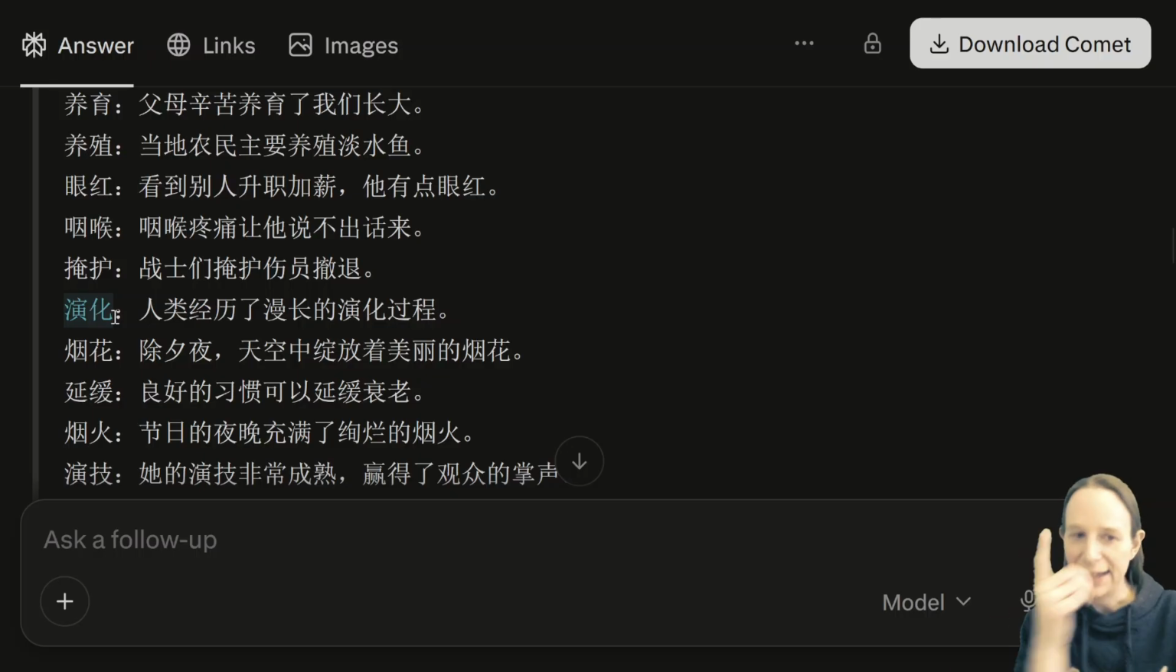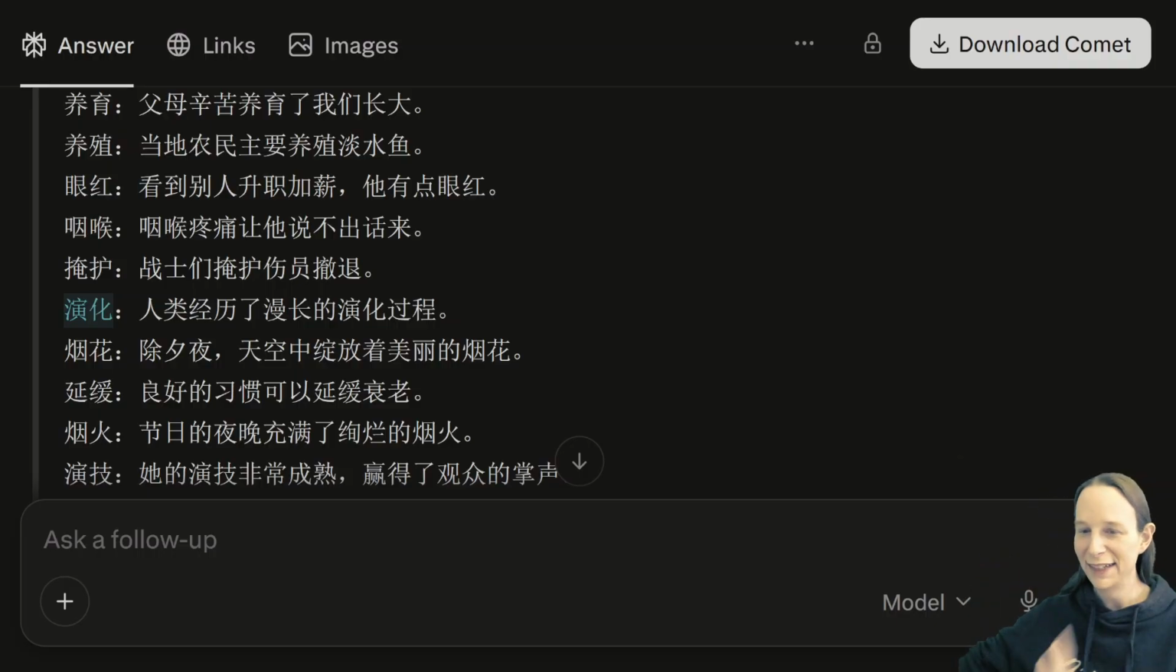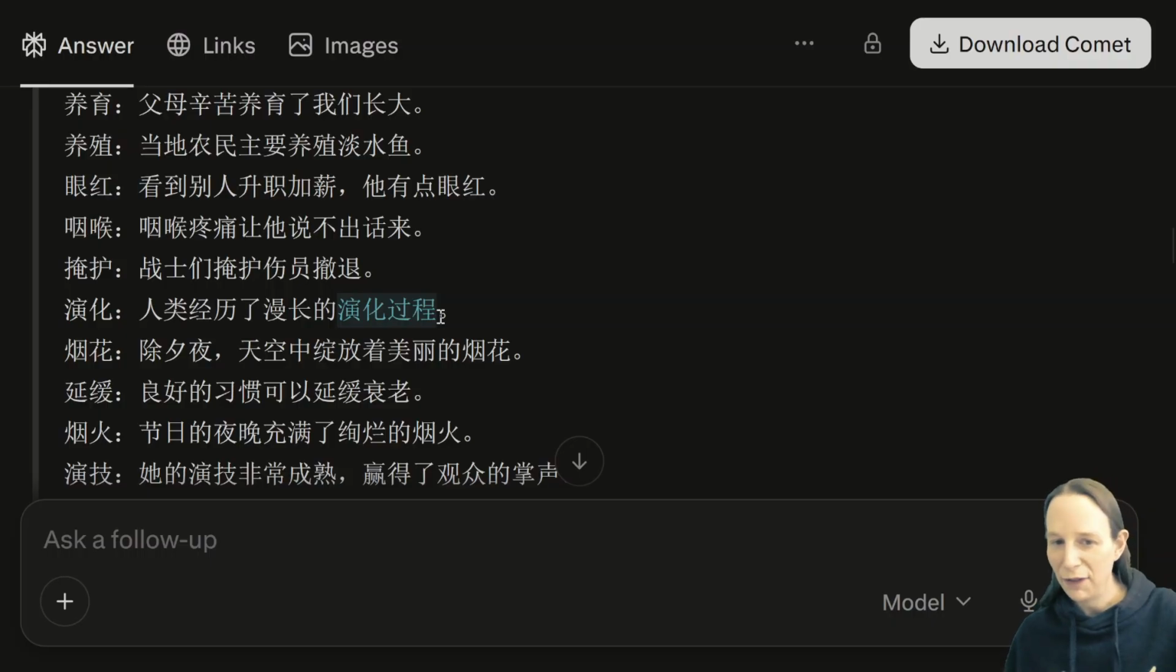演化. Yeah, so we had 演变. 演变 was better in exchanges, like gradually over time through the accumulation of small changes evolves into something else. 演化 was somewhere between 演变 and 进化. 人类经历了漫长的演化过程. Okay, so humans have gone through a prolonged evolutionary process. All right, so this is pertaining to the theory of evolution.